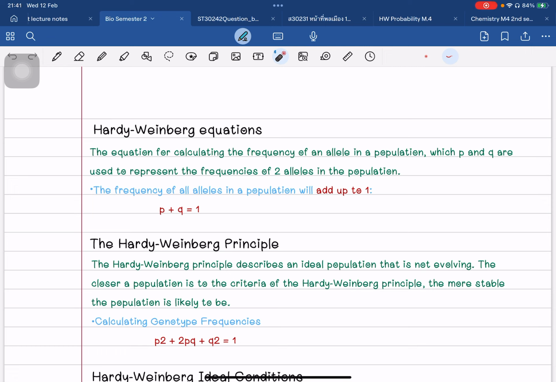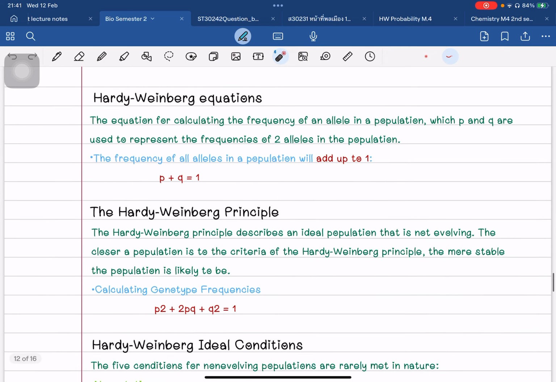Okay, so P and Q are used to represent the frequencies of two alleles in a population. The frequencies of all alleles in a population will add up to 1. The equation is P plus Q equals 1.